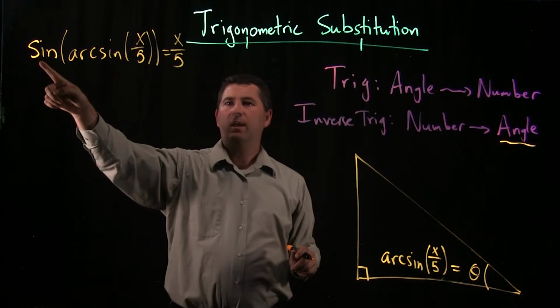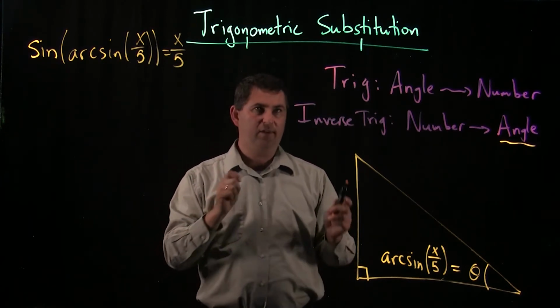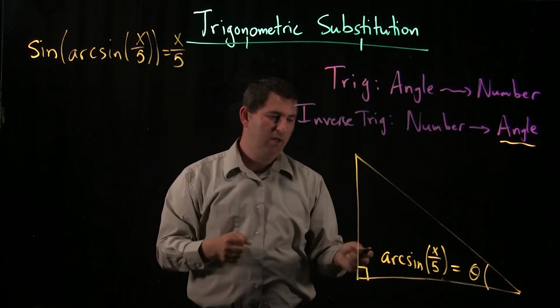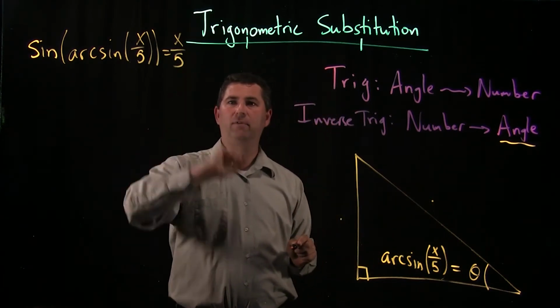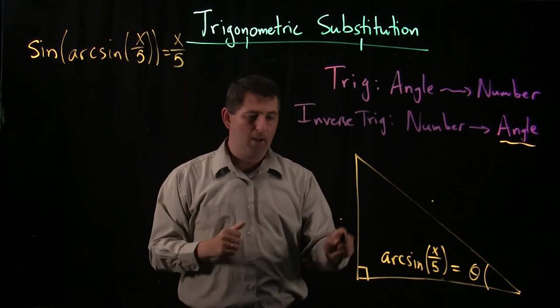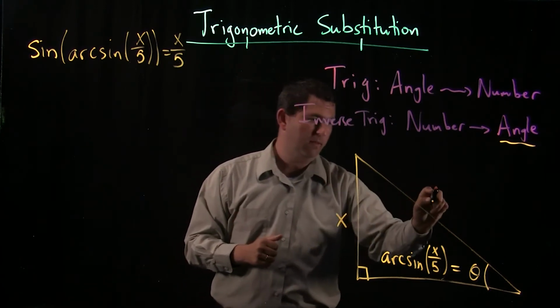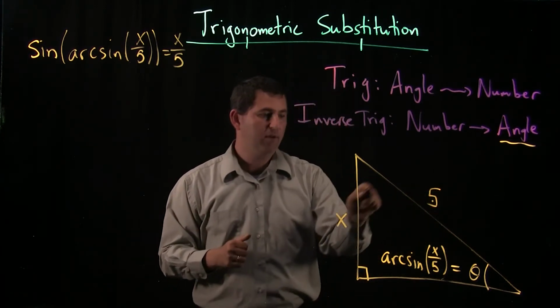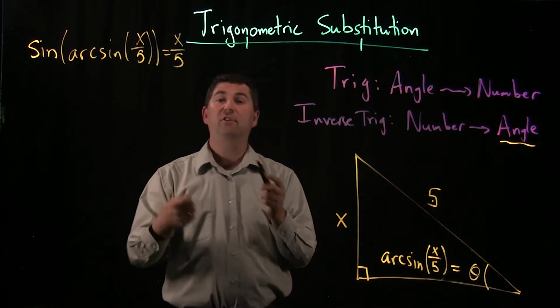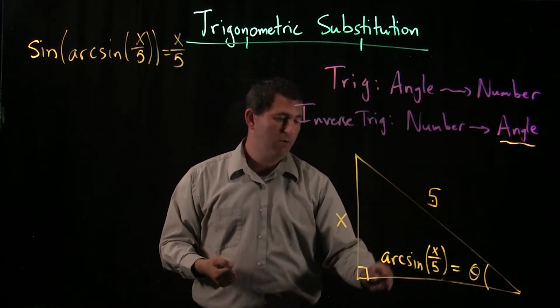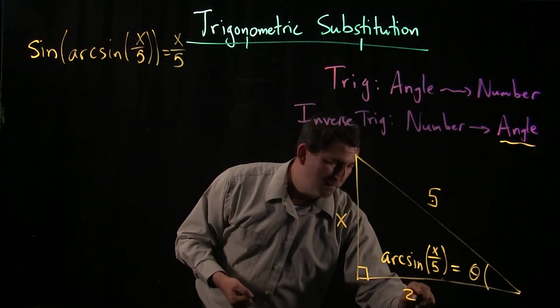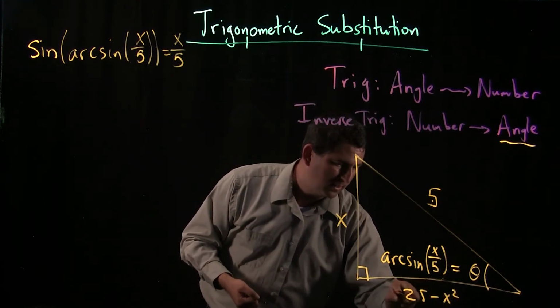Okay, but how do I compute the sine? Well, sine is the opposite over the hypotenuse. The opposite over the hypotenuse should be x over 5. Again, I'm just going to label this with an x and this with a 5. X over 5. I can now use the Pythagorean theorem to get the third side. I take 5 squared, which is 25, minus x squared, and then I take the square root.